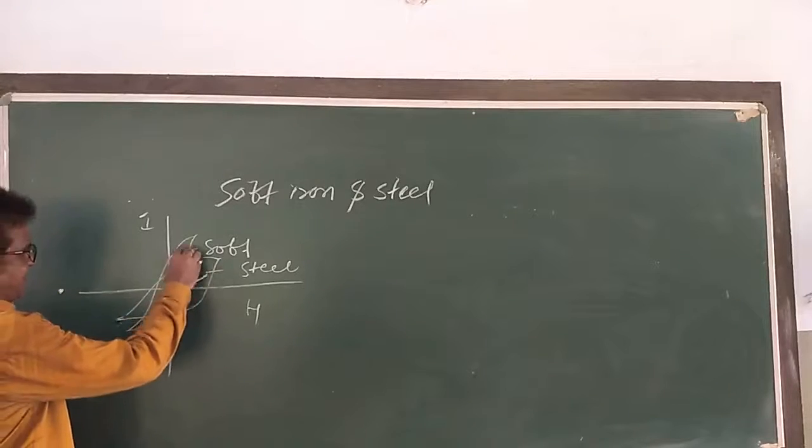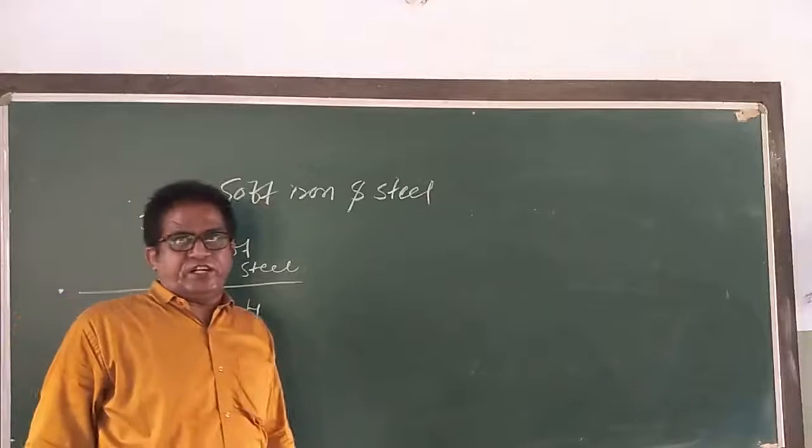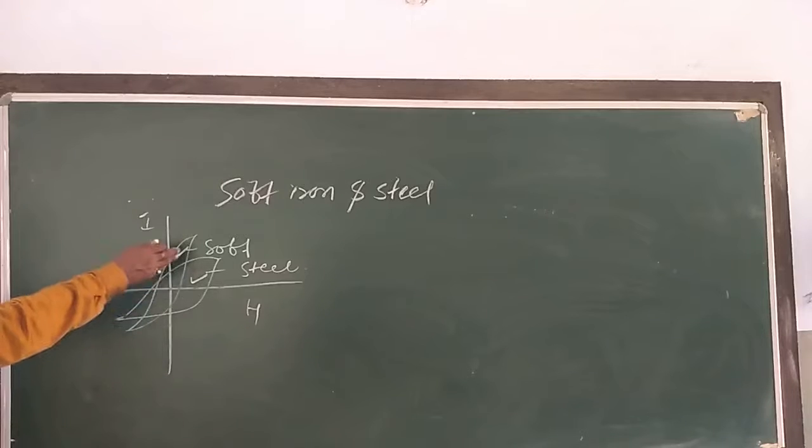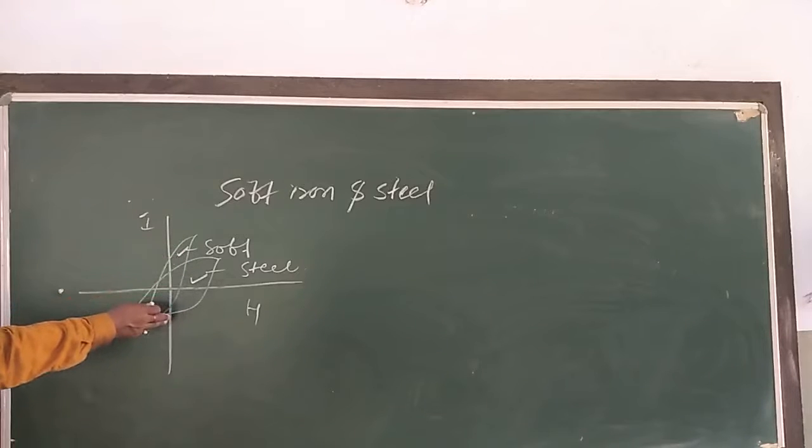देखिए इसका ज्यादा इसका कम है. The area of the hysteresis loop here you can see like this. So energy loss per unit volume per cycle for soft iron is smaller than steel.